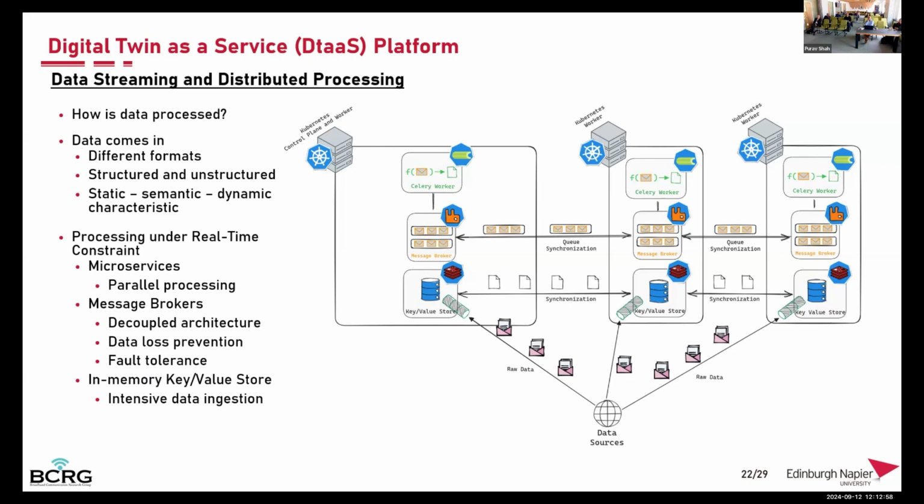Here we are using microservices. We can use different types of message brokers. We can use intensive data ingestion. We call it in-memory key-value stores. And this is the whole architecture of the data streaming part. Different types of brokers, for example Kubernetes, coming from the key-value store, and then you go to the database. The main idea is that we try to be as quick as possible in order to process the data.